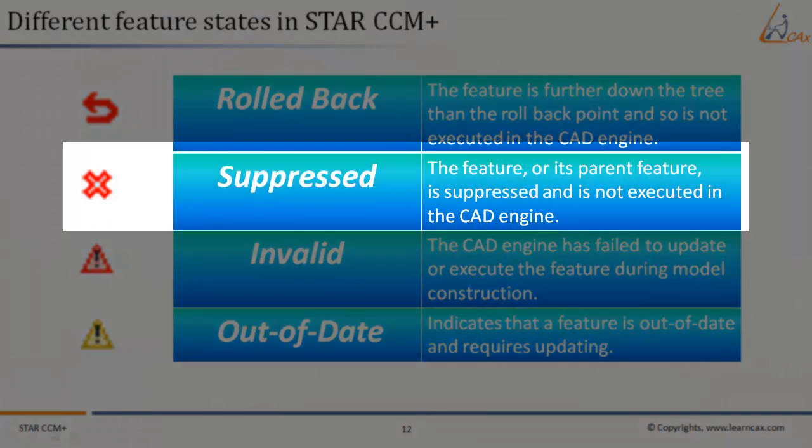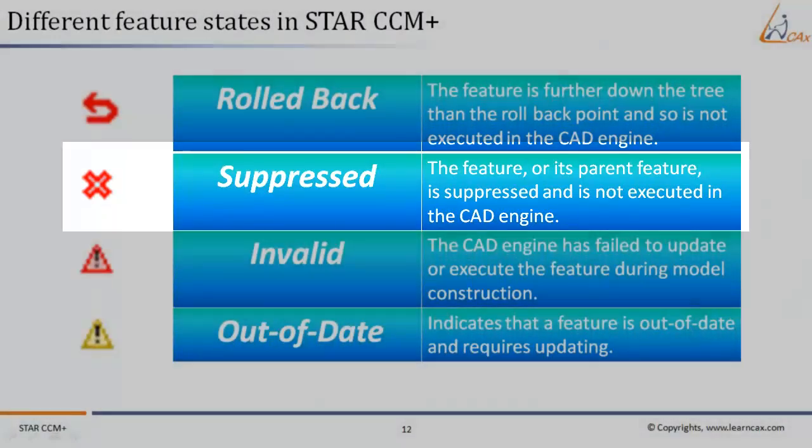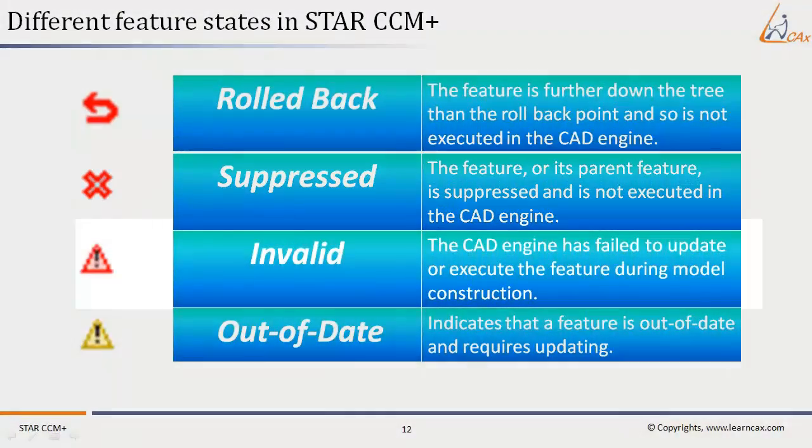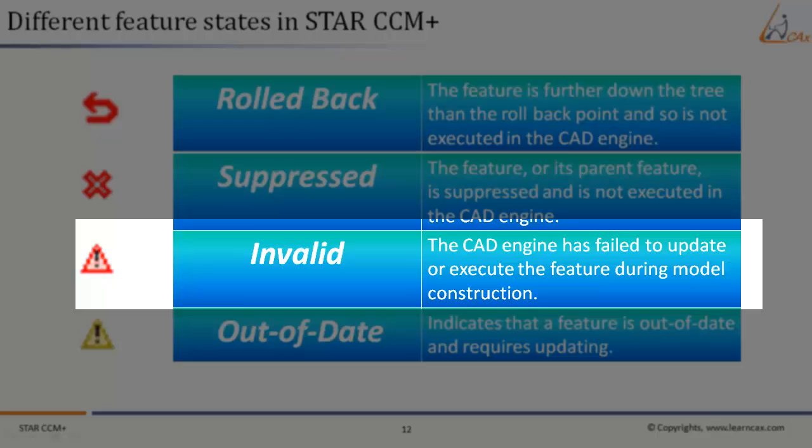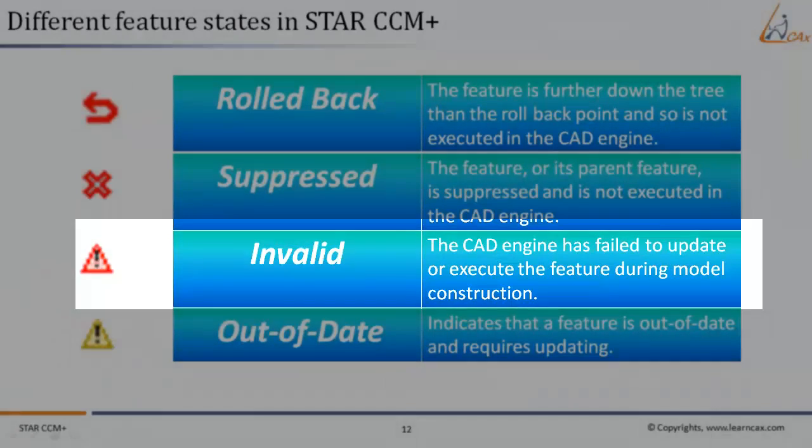Then we also have suppress status. A feature will have this sign beside it. This means that the feature or its parent feature is suppressed and is not executed in the CAD engine. Then we have the invalid status, which is given by this sign. It means that the CAD engine has failed to update or execute the feature during model construction.